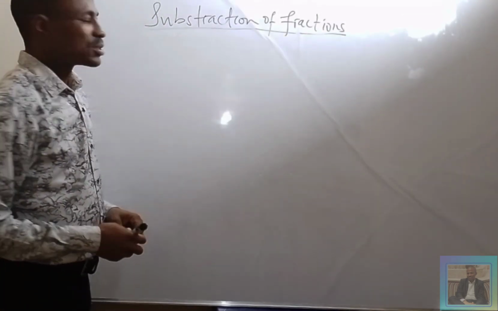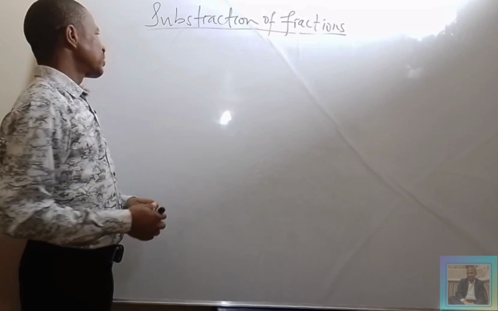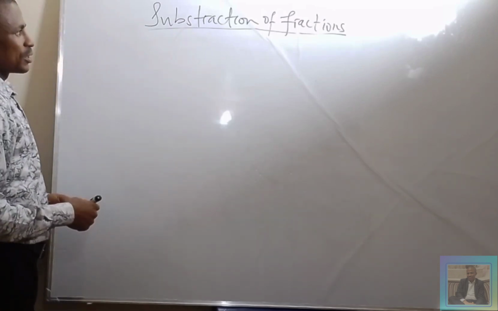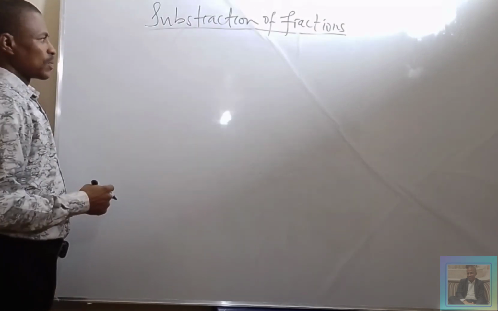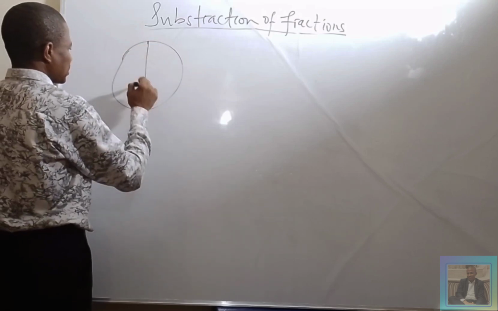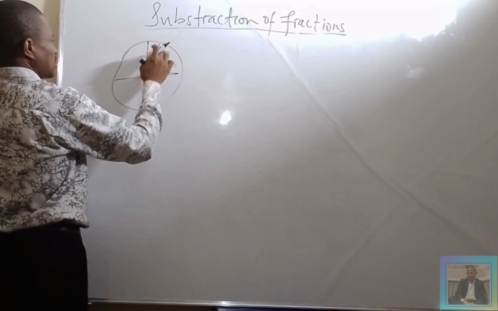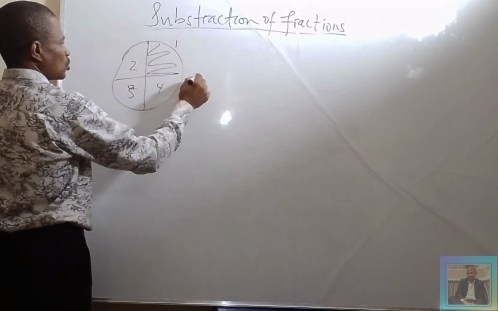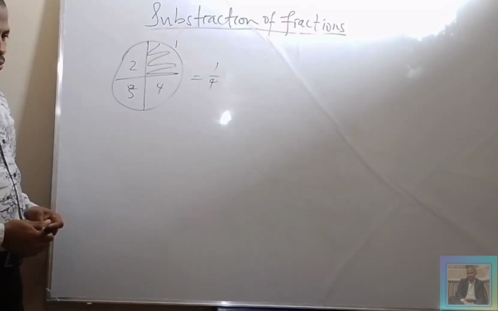In the previous lessons, we talked about fractions, addition of fractions, and equivalent fractions. Today we will be talking about subtraction of fractions. Earlier we said that fractions are a part of a whole. This part is 1 out of 4 parts, so we call it 1 over 4, a quarter. So, a part of a whole.